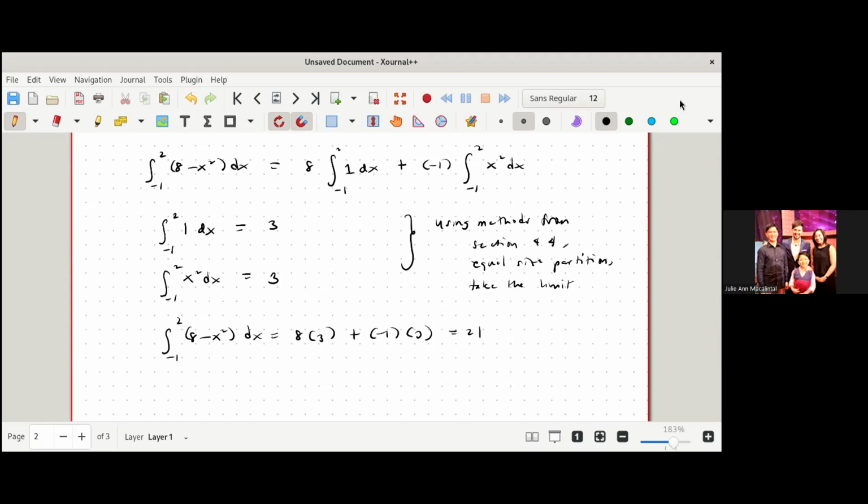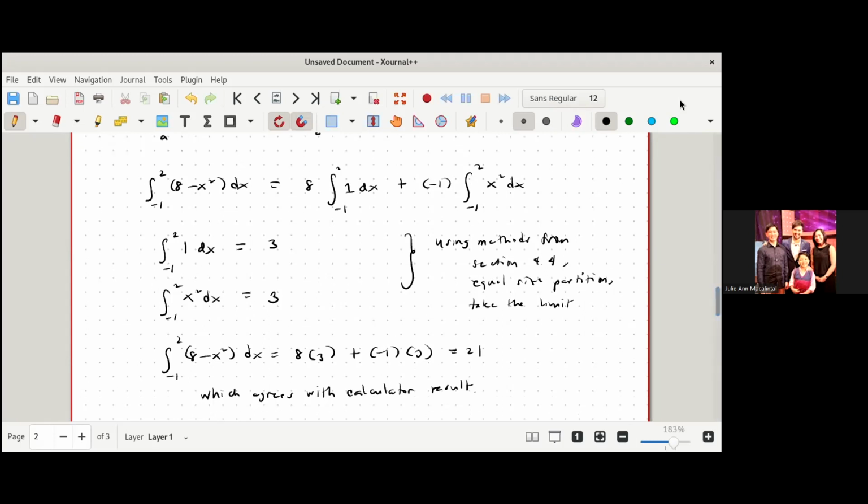Okay, so hanapin ko yung calculator ko. Tapos integrate natin using our calculator din. So using the numerical integral in the calculator, anong lalabas? 8 minus x squared dx from negative 1 to 2, 21. Which agrees with the calculator result.